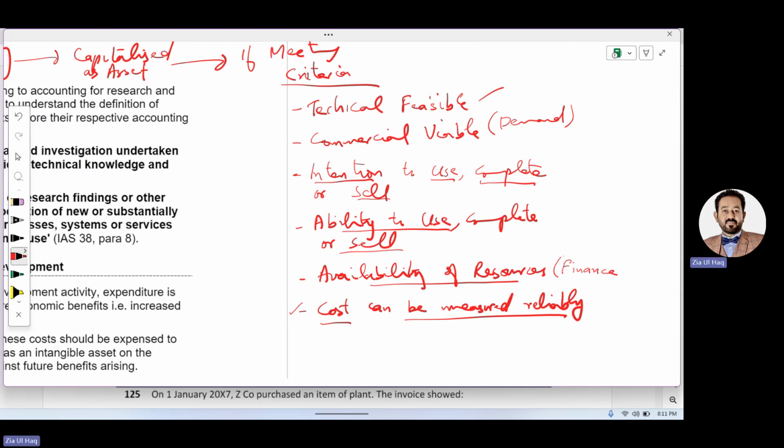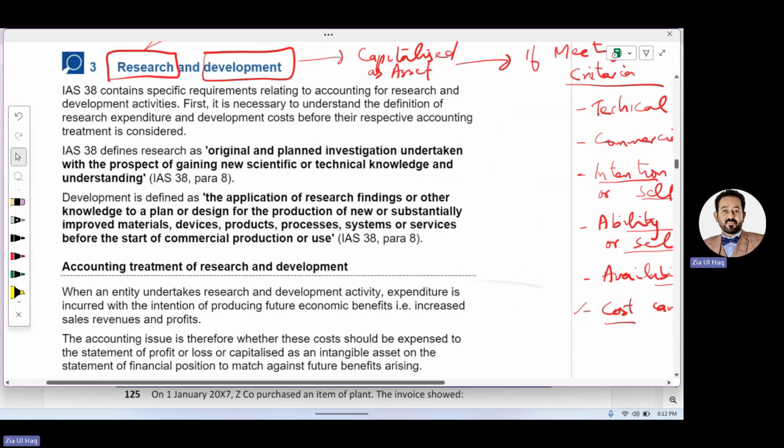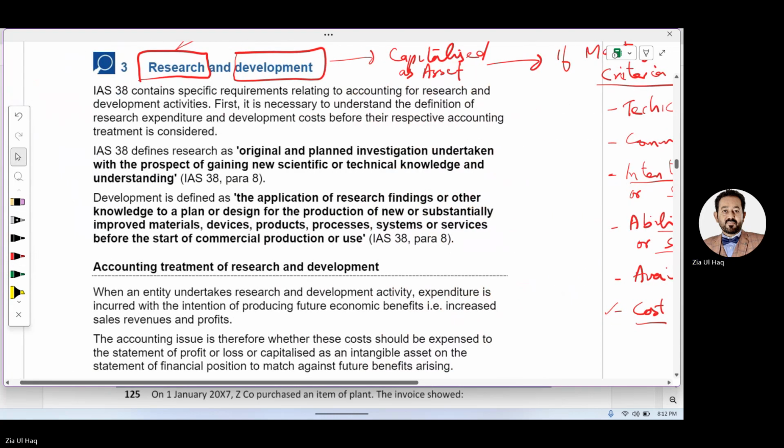So research is an investigation without a final formula or product. Development is an investigation to reach a formula or product, but will be capitalized, treated as an asset, if meeting these 6 criteria. Now read, what is this? So IAS 38 contains specific requirements relating to accounting for research and development activities. First, it is necessary to understand the definition of research expenditure and development cost before the respective accounting treatment is considered.